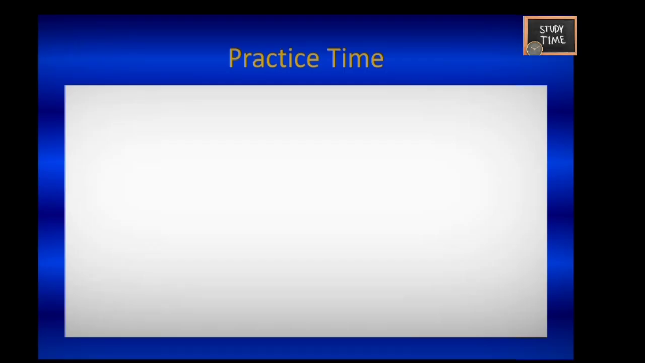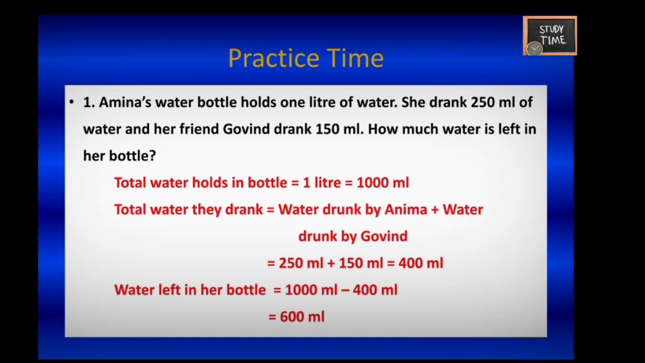Next we have practice questions. Amina's water bottle holds 1 liter of water. She drank 250 ml of water and her friend Govind drank 150 ml. How much water is left in her bottle? So total water the bottle holds is 1 liter. So total water they drank equals 250 plus 150, which is 400 ml. So water left in the bottle is 1000 ml minus 400 ml, which is 600 ml.